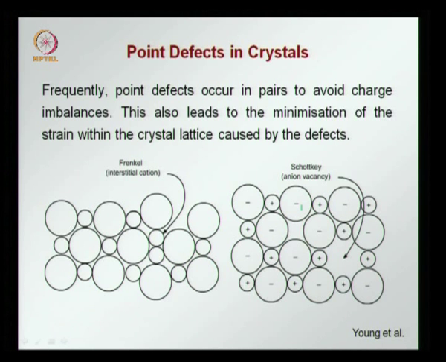So, we find that a lot of times the point defects occur in pairs, so that there is less charge imbalance, or the charge imbalance is compensated by another point defect also occurring, and this also leads to minimum strain in the crystal lattice caused by the defects, that is the distortion created is reduced by the defects occurring in pairs. So, this is about the point defects.